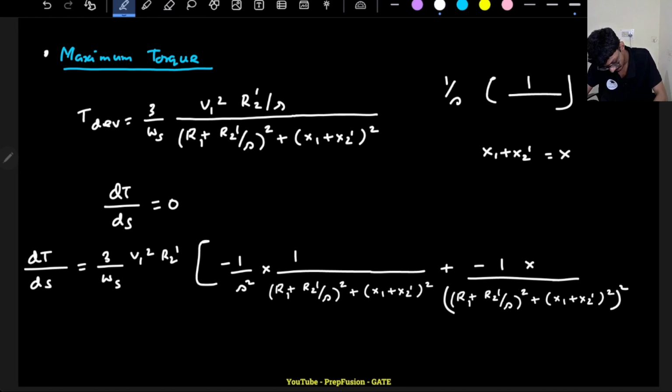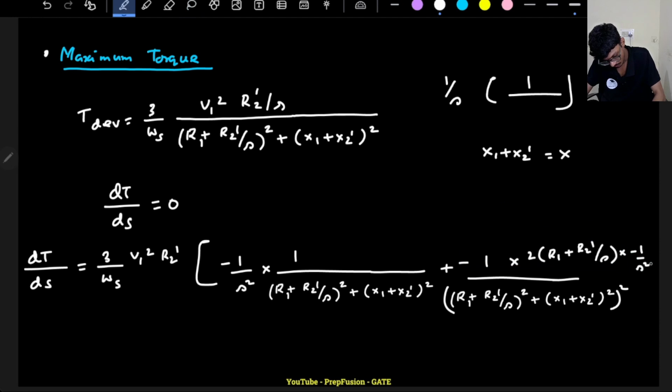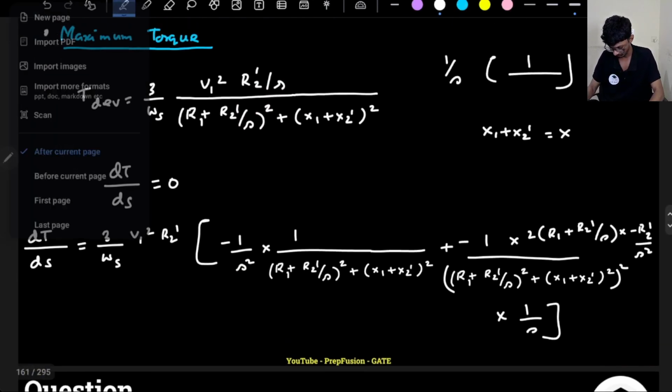So this will be basically 2 into (r1 plus r2 dash) divided by s into minus of 1 by s square. No, sorry, not minus of 1 by s square, what am I doing, minus of r2 dash divided by s square, into, of course, this term 1 by s will still be there. I'm just applying chain rule, you can do your differentiation with your own methods, no problem.